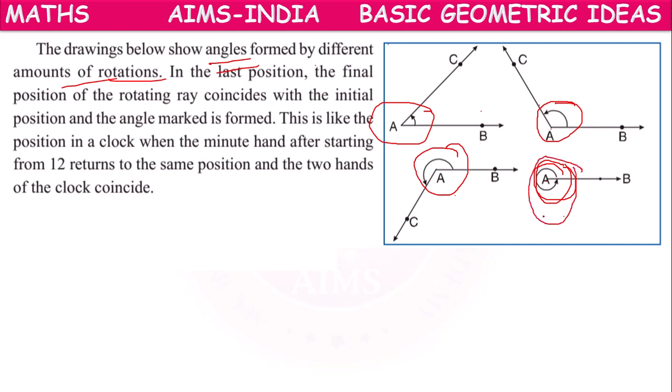Actually, in the last diagram, in this figure, the final position coincides with the initial position. The initial position and terminal position coincide with one another. It means in a wall clock, starting from this, the hour's hand and minute's hand, after a complete rotation, again came back to 12 and coincide with the hour's hand. This position depicts this one. So here it is called a complete rotation or complete angle.